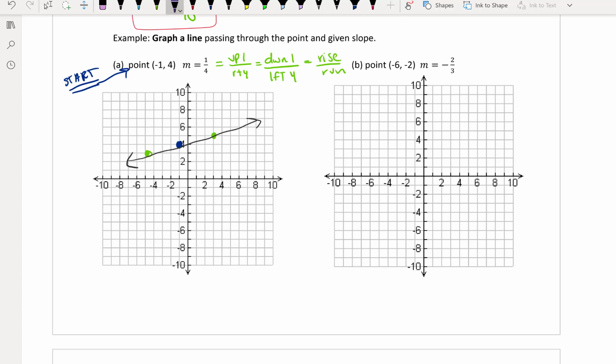So now for part B, I'm going to start at this point, so negative 6, negative 2, that's here. So this slope tells me I'm going to go down 2 and to the right 3 since it's negative. So down 2 and to the right 3 is here. I also could have gone up 2 and to the left 3, and I still would have ended up on the same line. So that's how I'm going to be graphing, with a point and a given slope.